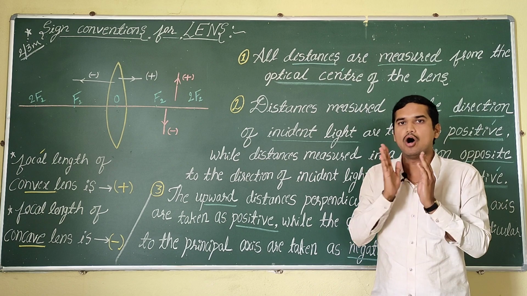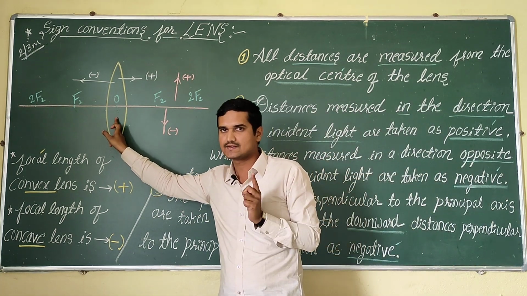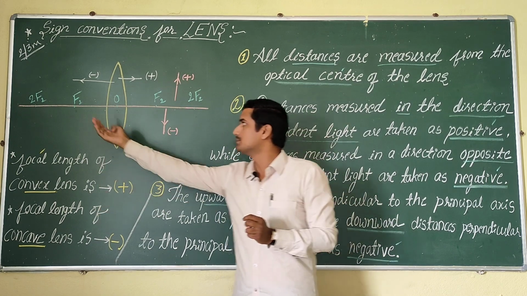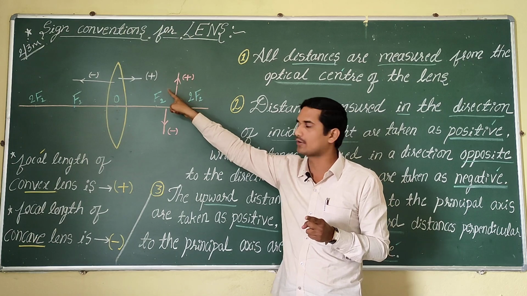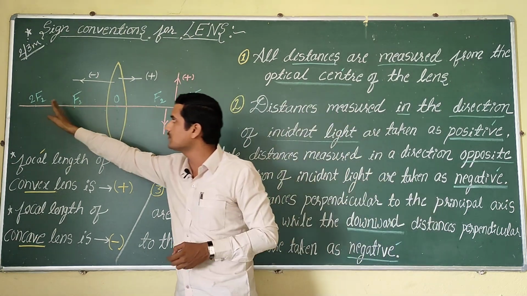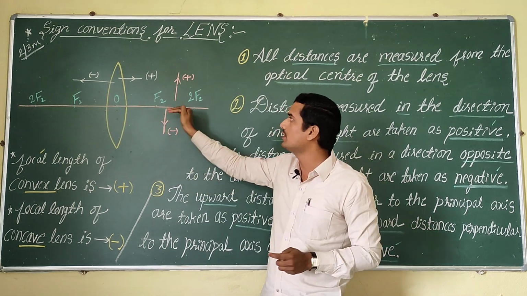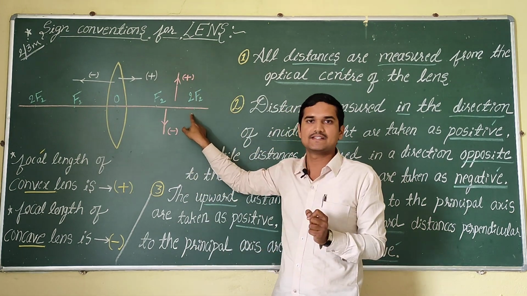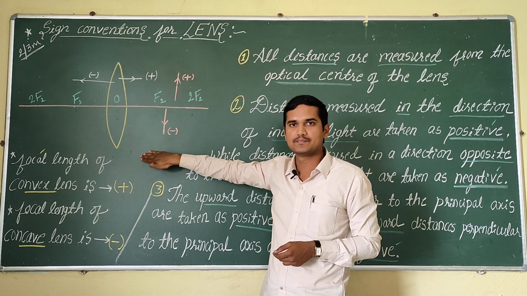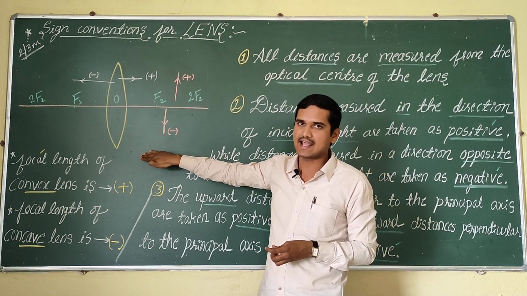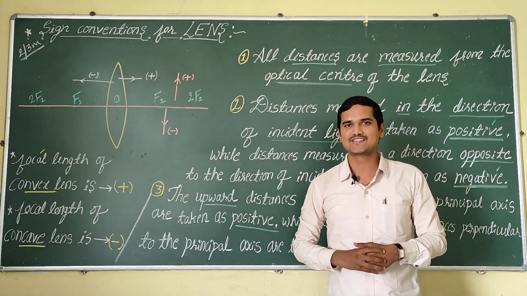Very simple: all the distances are measured from the optical center of the lens. This is the first rule. The distances measured in the direction of the light are taken as positive, and the distances measured in the opposite direction of the light are taken as negative. The upward distances perpendicular to the principal axis are taken as positive, and the downward distances to the principal axis are taken as negative. So these are the sign conventions which are used in case of a lens.